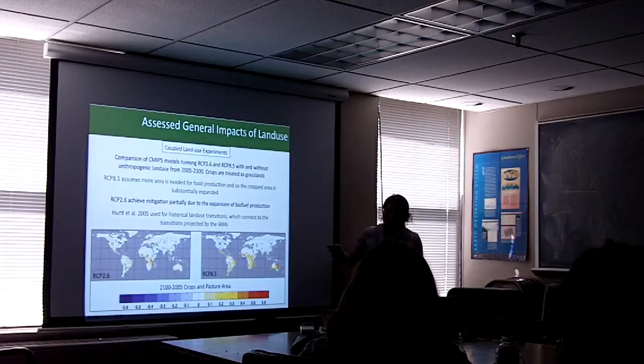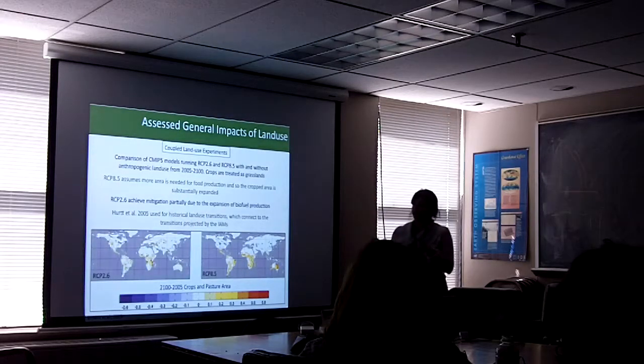RCP 2.6 achieves mitigation in part due to the expansion of biofuel production. Okay, so we are still looking at expansion of cropped areas. Particularly, you can see some in the U.S., which you don't see in RCP 8.5. You actually see some reductions here.